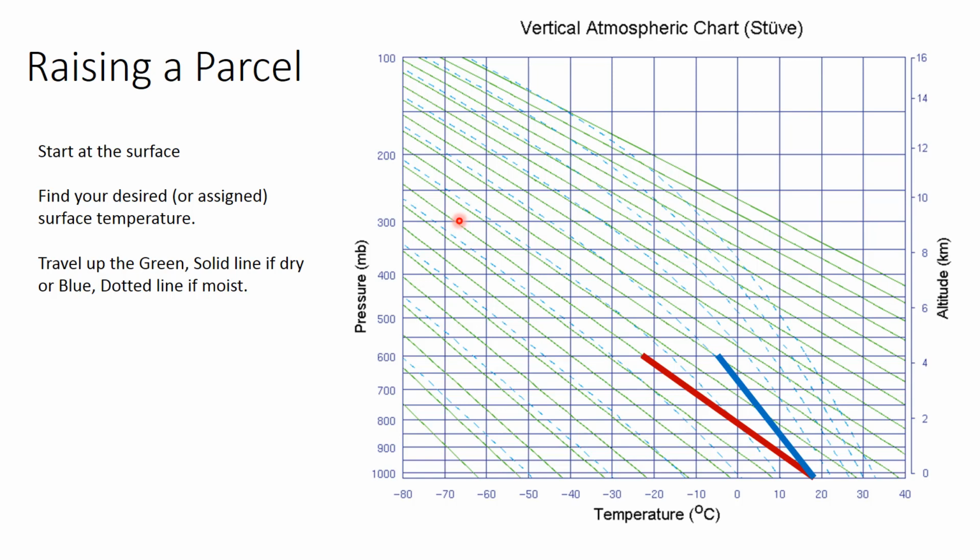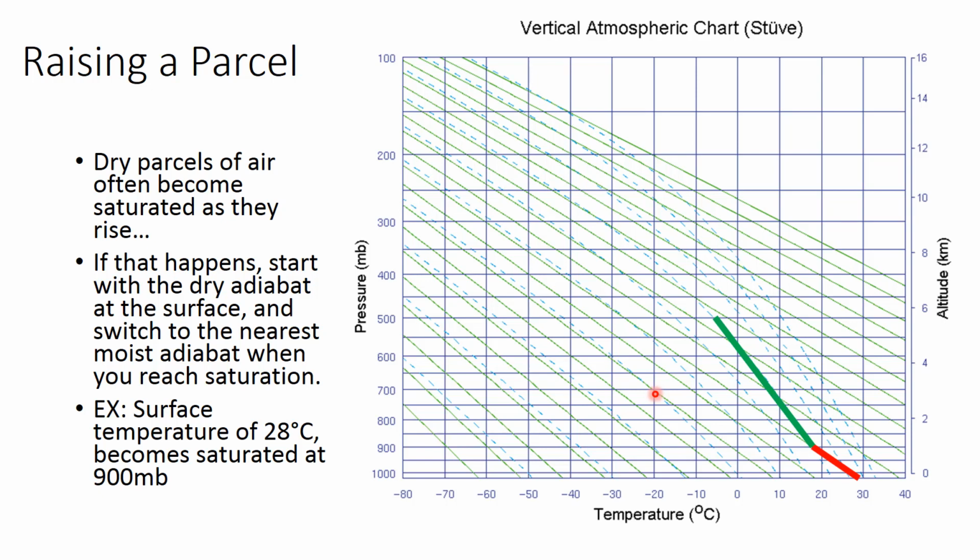Now, with that said, what would happen if we started with a parcel of air at the surface, it rose and cooled dry adiabatically, but then it cooled to the dew point at some point? It actually became saturated. Well, if that occurs, basically all you do is, just like on a freeway when you want to change over to another freeway: if you start on a dry adiabat, you would then switch over to a moist adiabat. And here's an example right here.